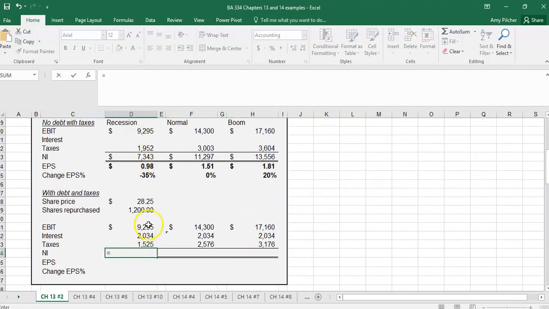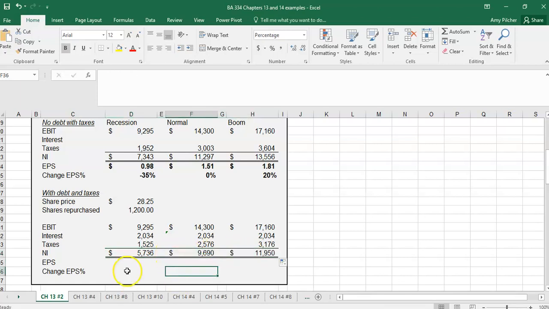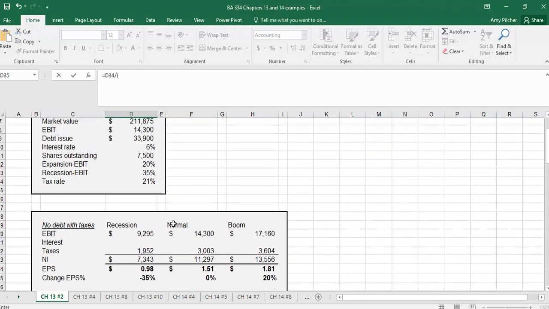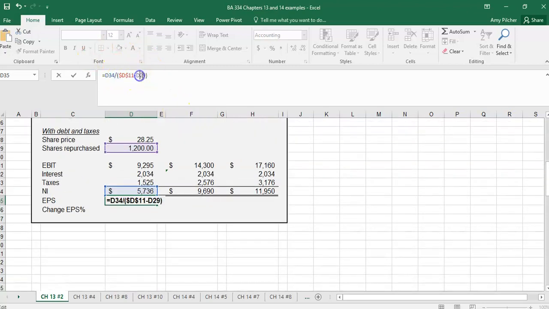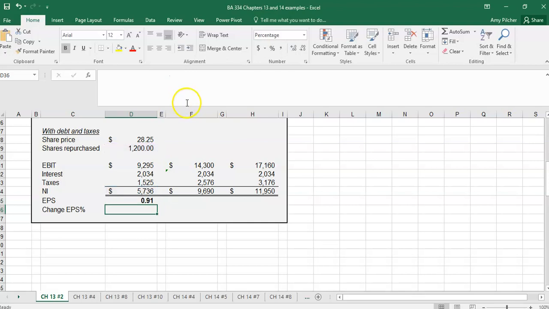And our net income is EBIT minus interest and taxes. And then earnings per share, same. We take the net income divided by the number of shares outstanding, but we reduce the number of shares outstanding. So net income divided by our previous shares outstanding minus the number of shares that we repurchased. And let's carry that across.